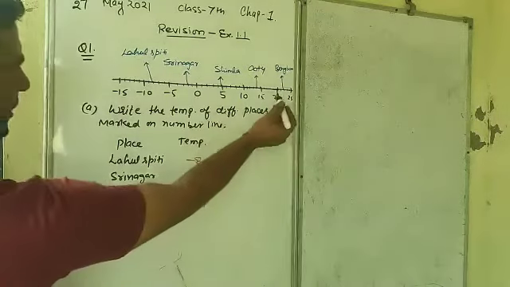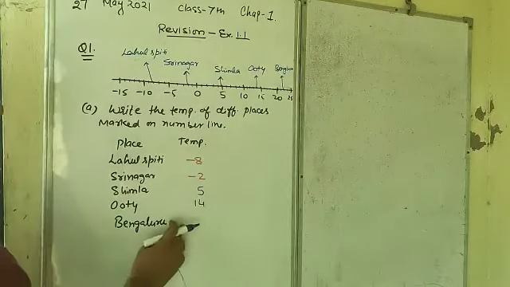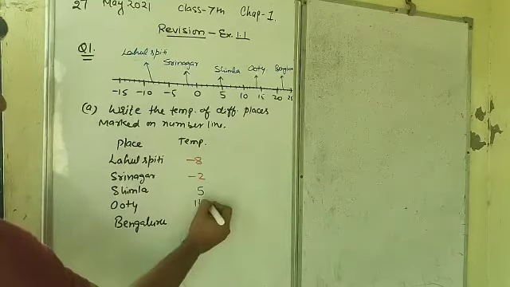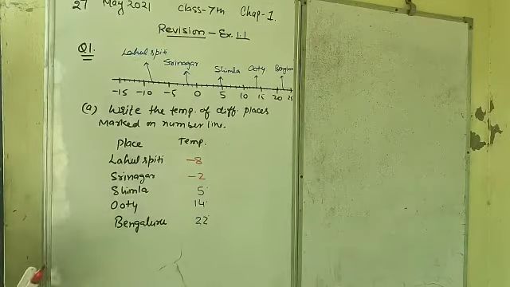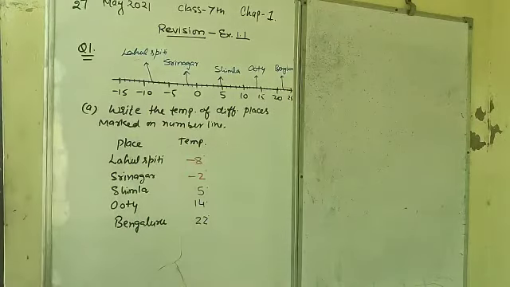What is the temperature of Bengaluru? Bengaluru का temperature 20 plus 2. 20 के right hand side में 2 points हैं. It will be increased by 2. So 22 degrees Celsius. Okay, in degrees Celsius, it is given to be this. This is the first part of the first question.